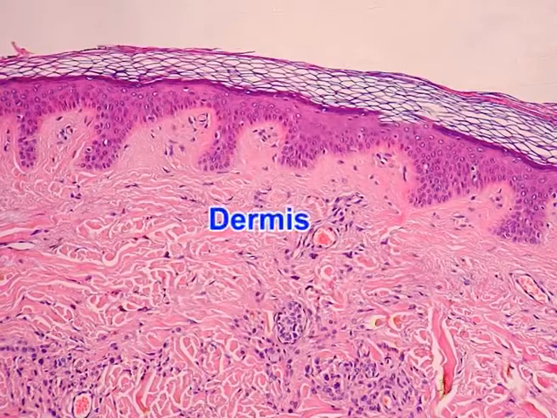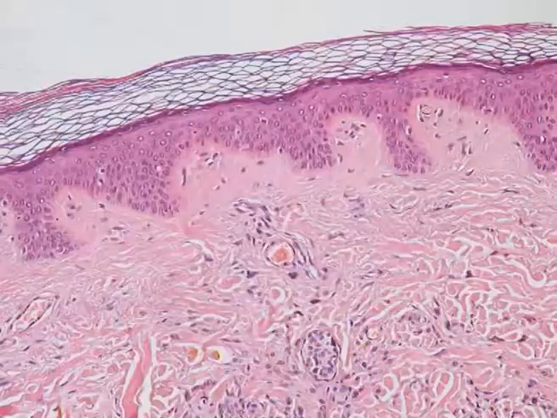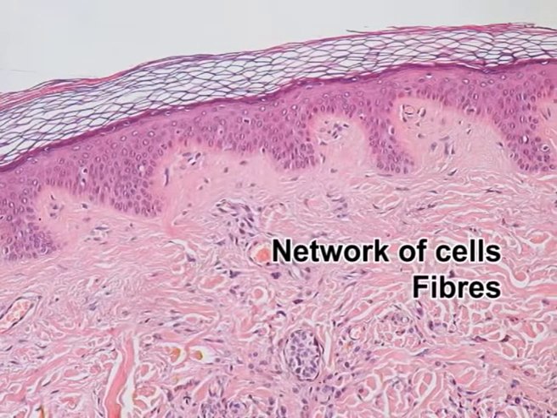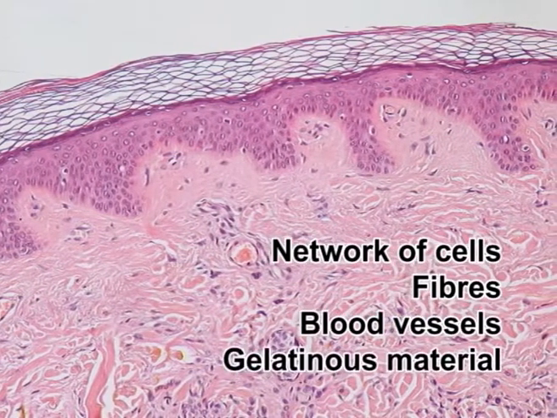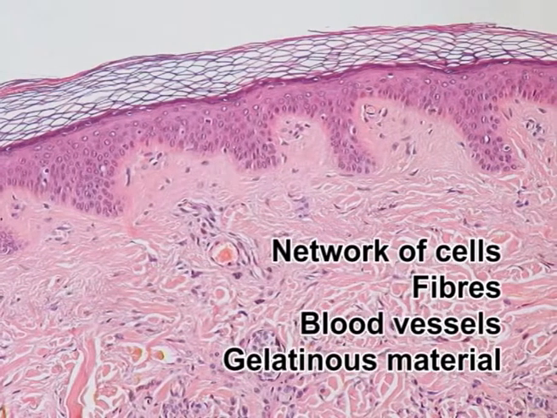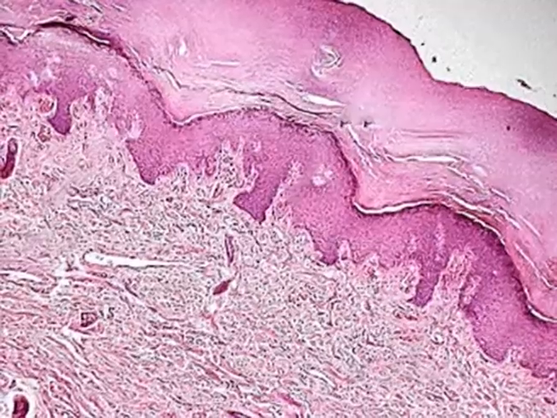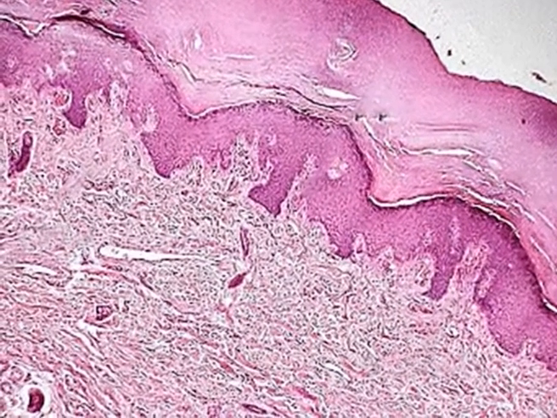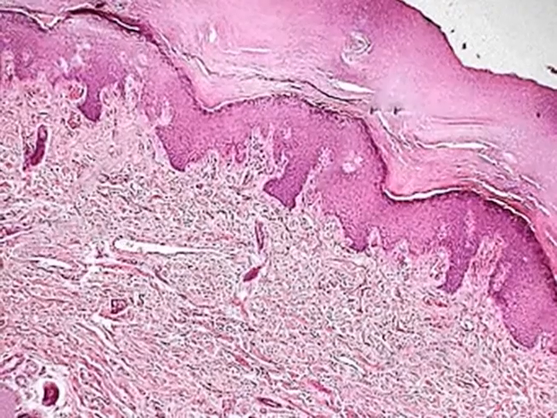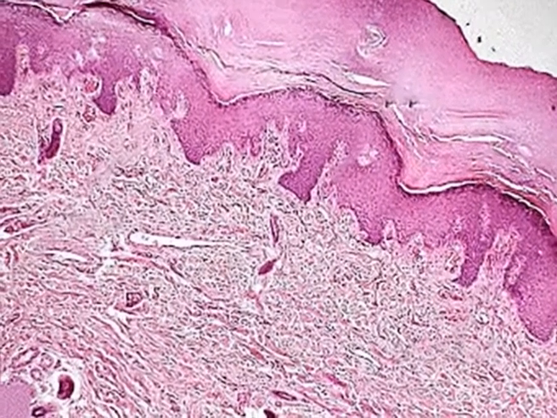The dermis is a layer of connective tissue that supports the epidermis. It is a network of cells, fibers, blood vessels and gelatinous material that provides structural support and nourishment for the epidermis. The dermis serves as a blood reserve and participates in sensory reception and temperature regulation.